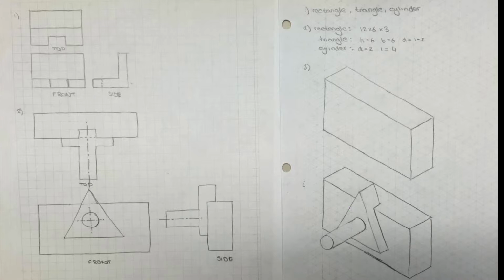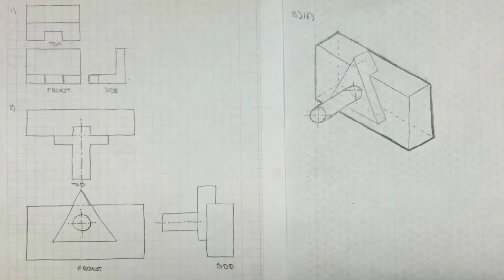Same thing with the cylinder. Draw on the circle first, bring it out, length of 4, draw on the second circle, and then connect the lines. And then, of course, erase the lines that overlap so that it looks like one fluid shape.